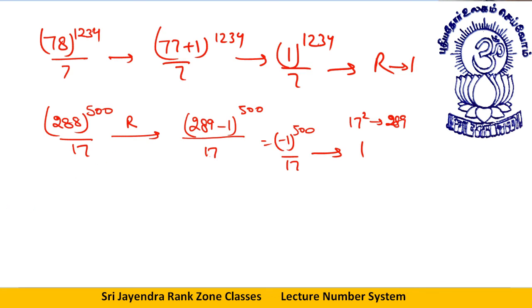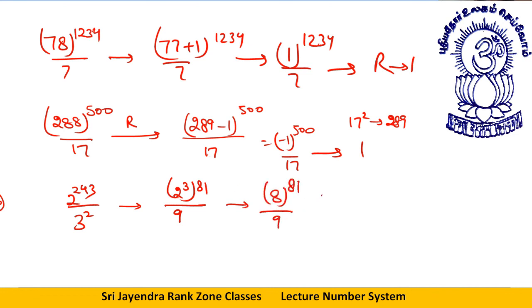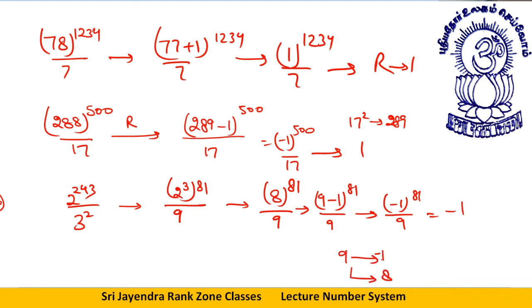Let's take another example. Question number 3: 2 raised to power 243 divided by 3 square. 3 square is 9. Let's say 2 cube into 81. Now let's see what happens. 2 cube is 8. 8 raised to the power 81 divided by 9. 8 is 9 minus 1 raised to the power 81 divided by 9. That way it will be minus 1 raised to the power 81 divided by 9, or minus 1 remainder. For 9, a remainder of minus 1 is equal to a remainder of 8. So 8 is your answer.